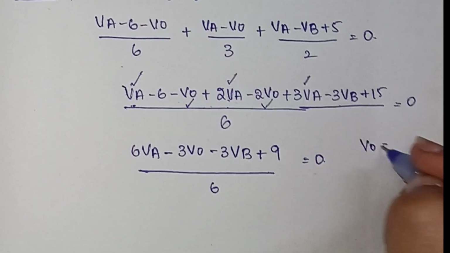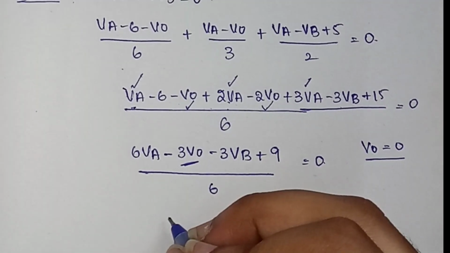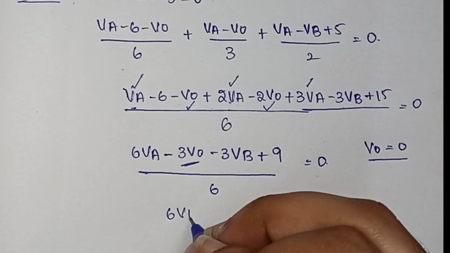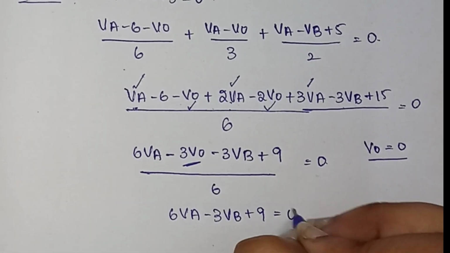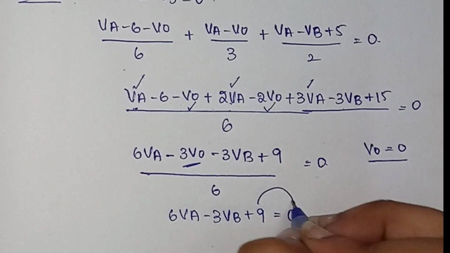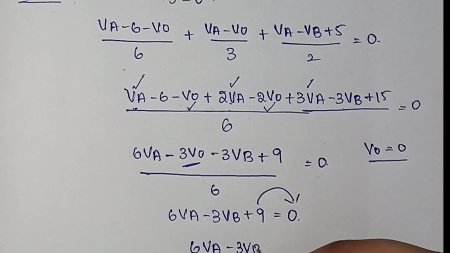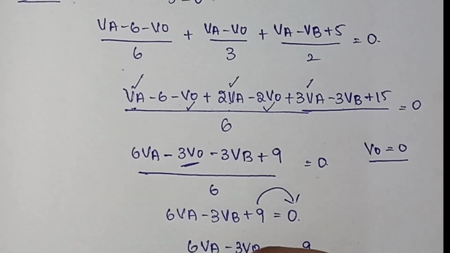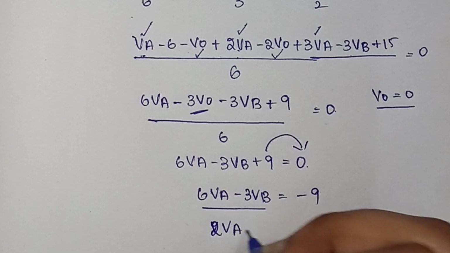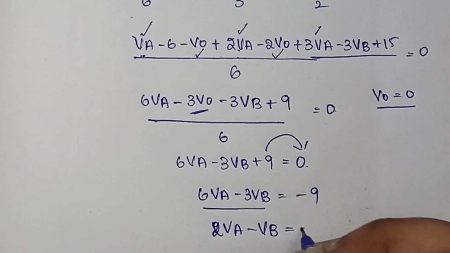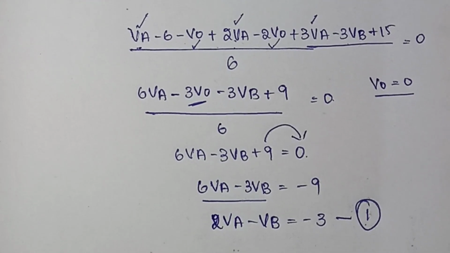Since V0 is equal to 0, if we substitute that in this part, you will get it as 0. So you will be remaining with 6VA minus 3VB plus 9 is equal to 0. If we transpose this 9 to this side, 6VA minus 3VB is equal to minus 9. And if we take 3 common here, 2VA minus VB is equal to minus 3.